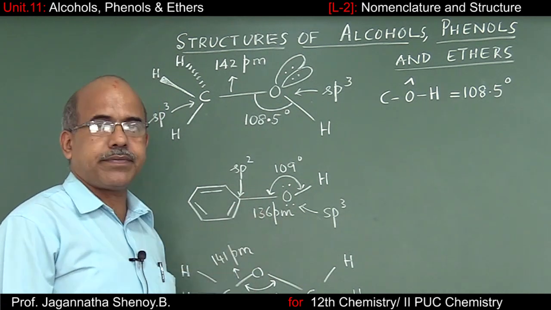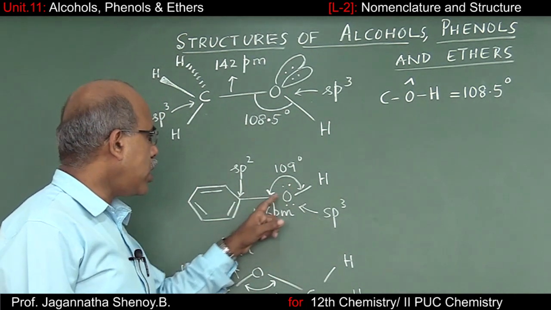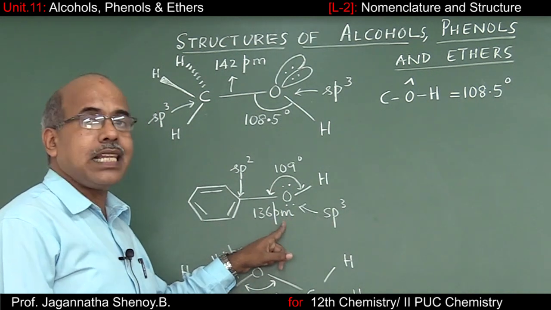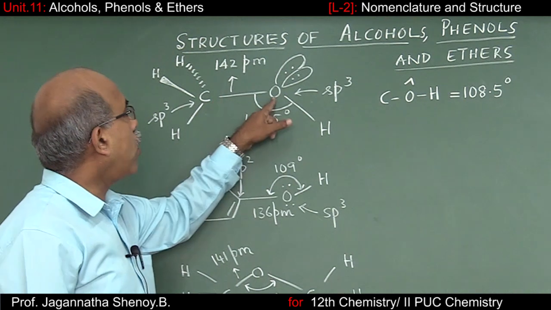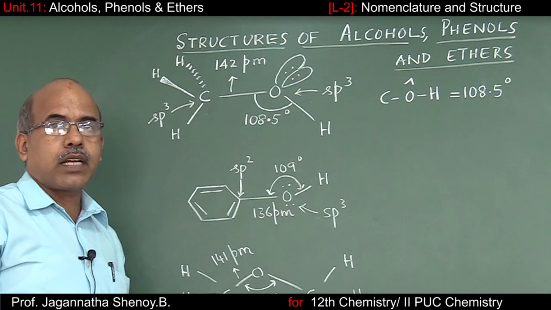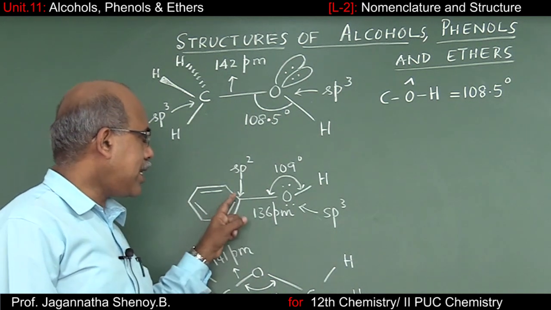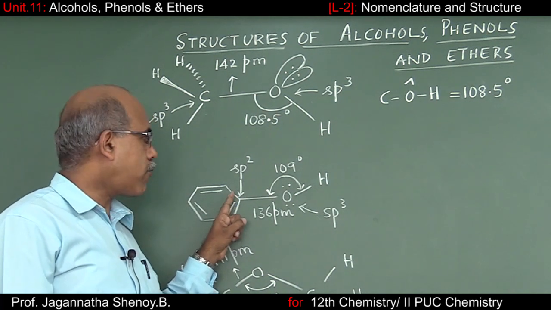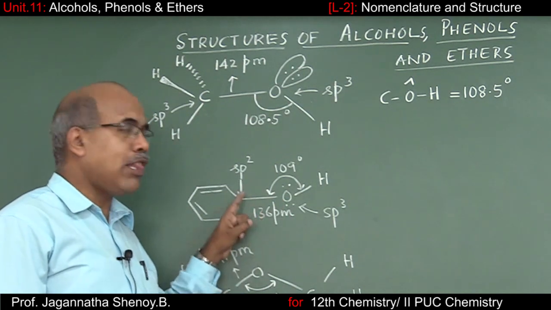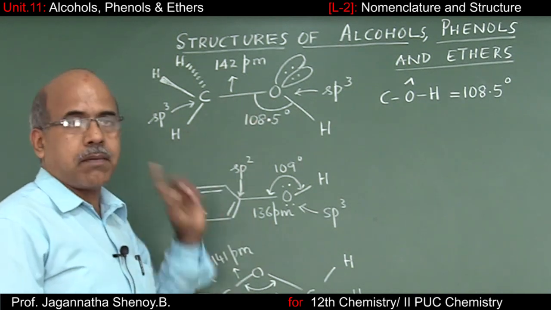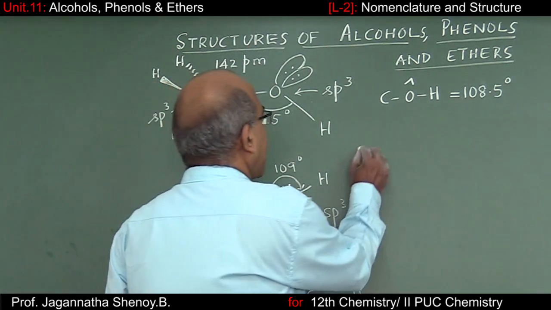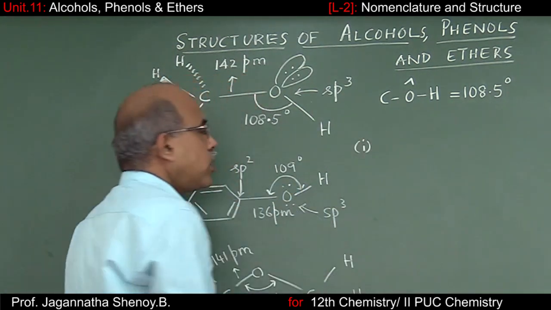carbon-oxygen bond length, this carbon-oxygen bond length is found to be 136 picometer, which is slightly less than that in methanol, where it is 142 picometer. The question asked is, why is it that the bond length of carbon-oxygen bond in phenol is slightly lower than that in methyl alcohol? So 2 reasons we can write for that. What is the first one?